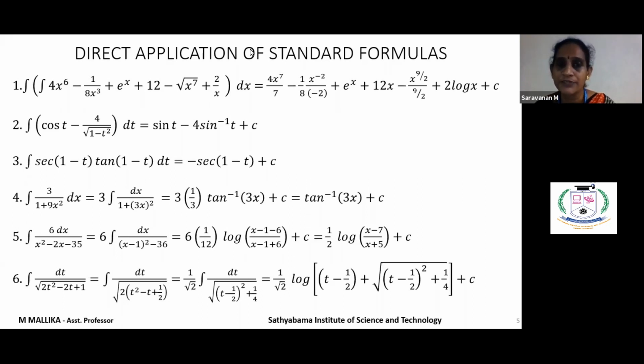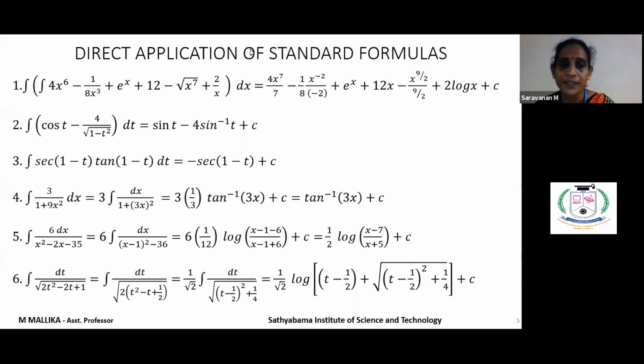Then, of course, the integral of e power x is e power x. The integral of a constant is constant into x. Then, root of x power 7 is x power 7, the whole power half, which is x power 7 by 2. Again, it is of the form x power n, so its value is x power n plus 1 by n plus 1. And of course, 2 by x is 2 times the integral of 1 by x, which is log x. So you have 2 log x plus constant.